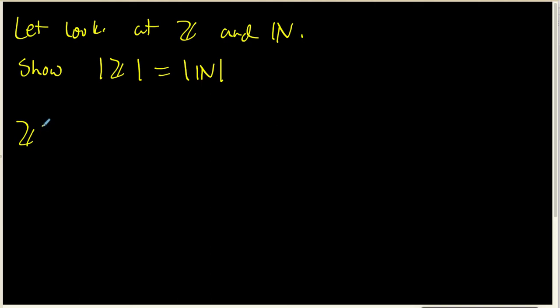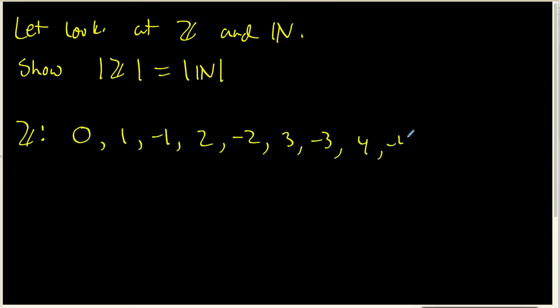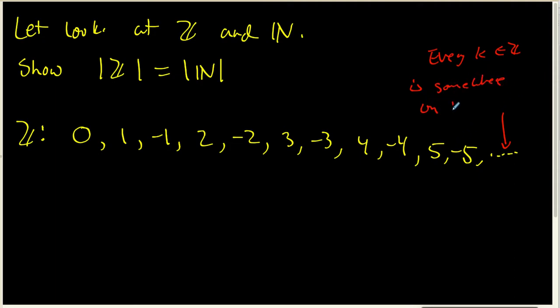I can list the elements of Z as follows. I can start at 0, and then I'll go 1 and -1, and then 2 and -2, 3 and -3, 4 and -4, 5 and -5, and so on. And I basically want to observe that every k inside Z is somewhere on this list. And it's just as important to realize it's on that list only one time.